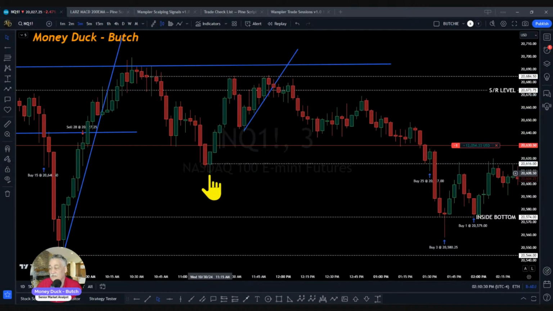Right to that low. And as you see, it went right to that price point. Didn't close there, but it shot down there. Boom. I'm like, I'm out. It was a total price reaction trade or exit. Was it with my rules?